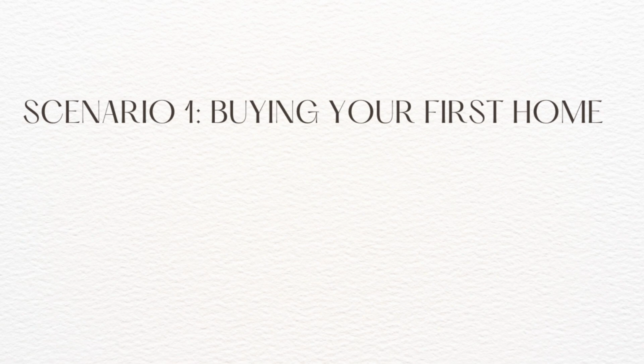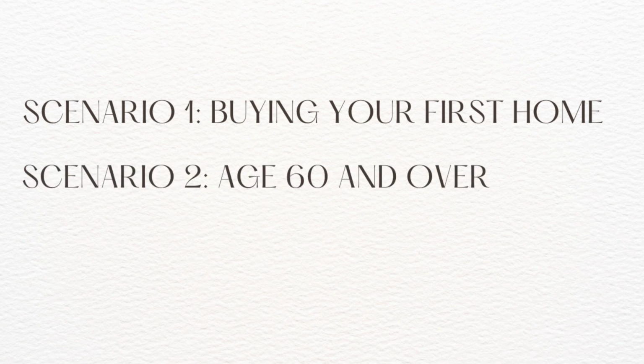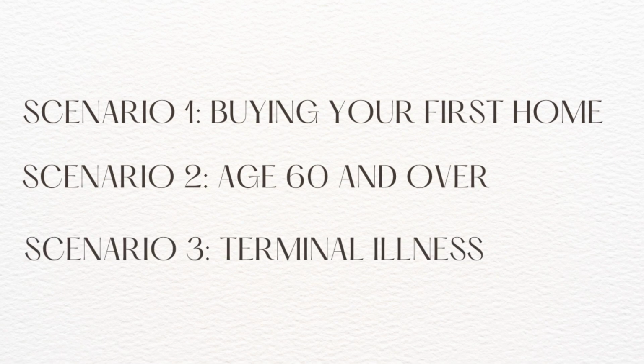But there are only 3 situations to withdraw your money. The first one, buying your first home. Second, the person is aged 60 or over. Thirdly, terminally ill with less than 12 months to live. So this account is good to buy your first home with the government's extra bonus, or it can be some extra savings for you in your later life. So that is the full list of ISA accounts in the UK.